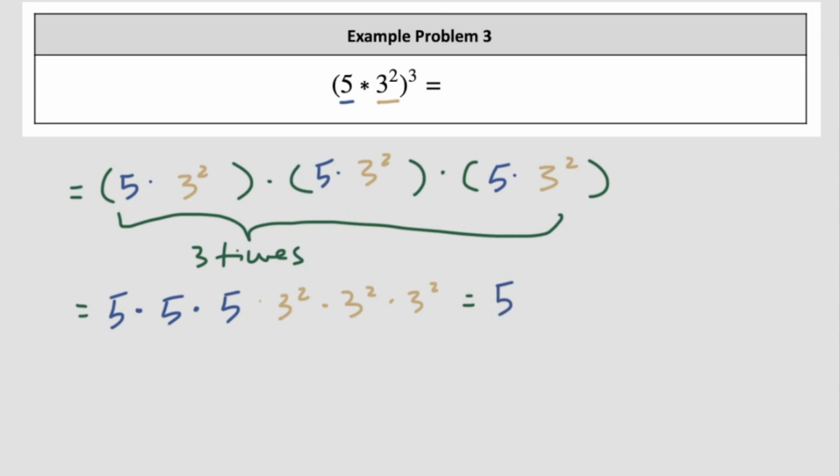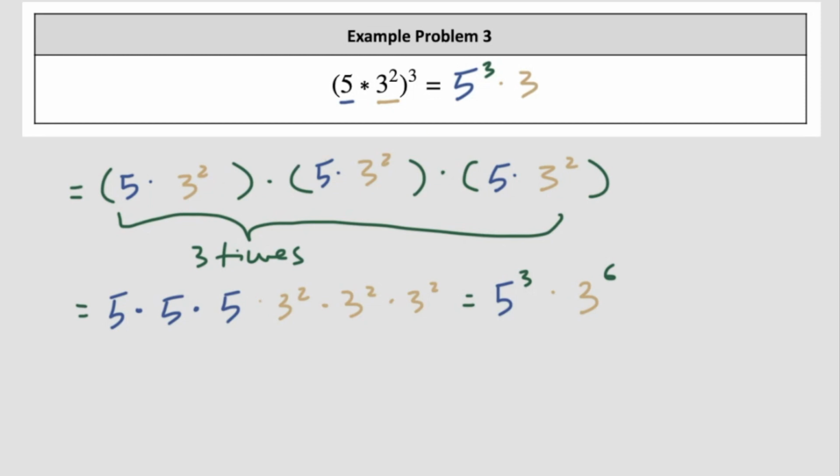So I get 5 to the power of 3 because I realize that there are 3 5s, and I realize that there's 3 sets of 3 to the power 2. So that in total is 2 plus 2 plus 2, which is 6. So that whole thing is equal to 5 to the power 3 times 3 to the power 6. I'm going to write that down on the top.